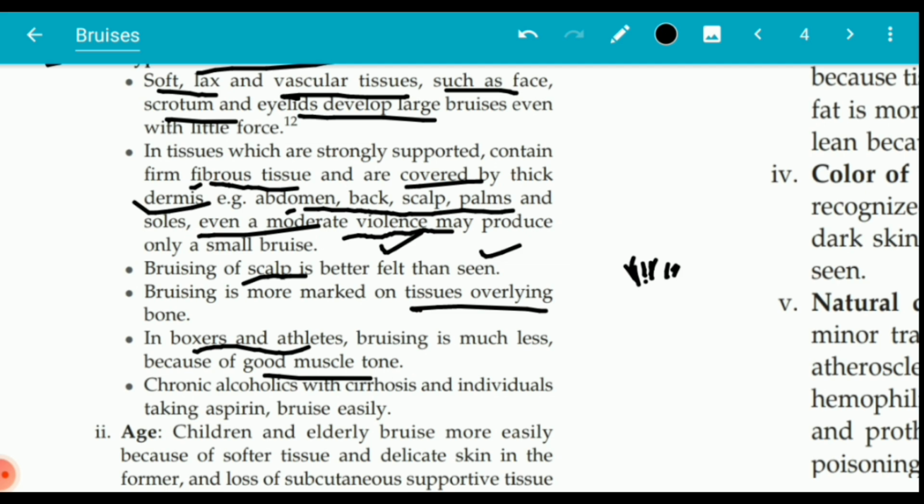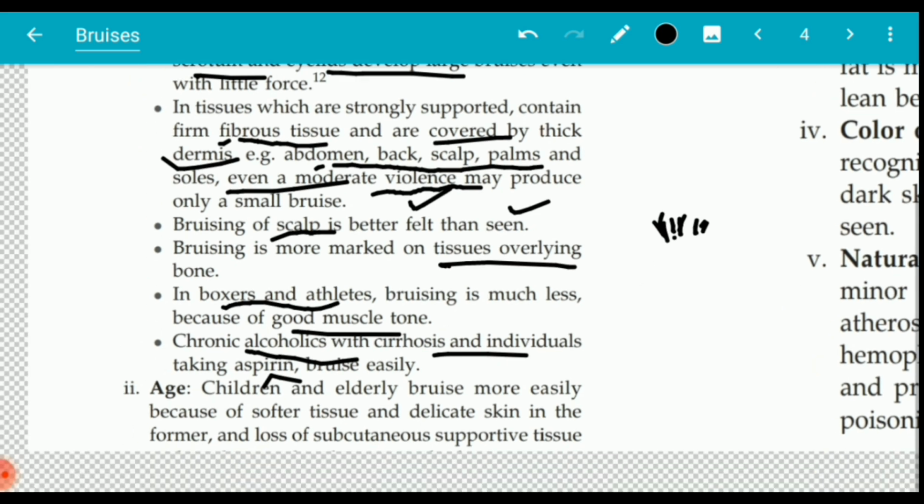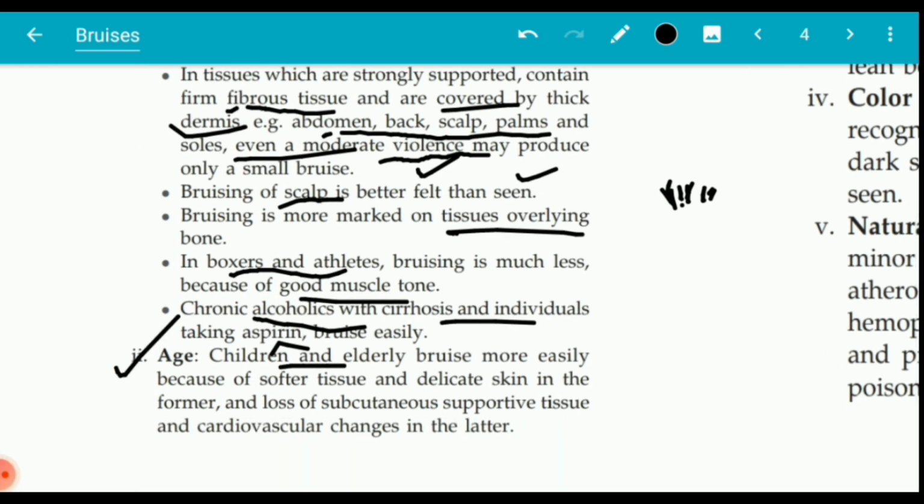Athletes and boxers are less prone to getting bruised because they have excellent muscle tone. Then alcoholics who have liver cirrhosis, and people who take aspirin, are more often prone to getting bruised.